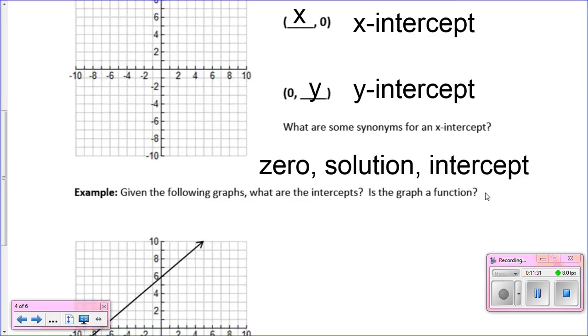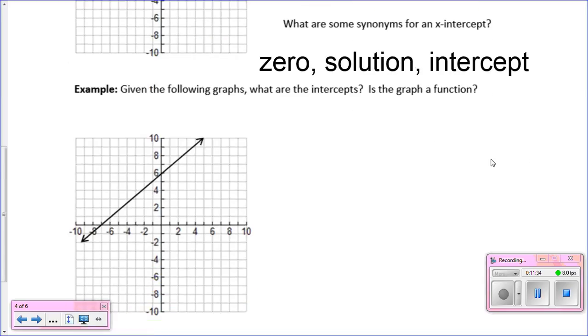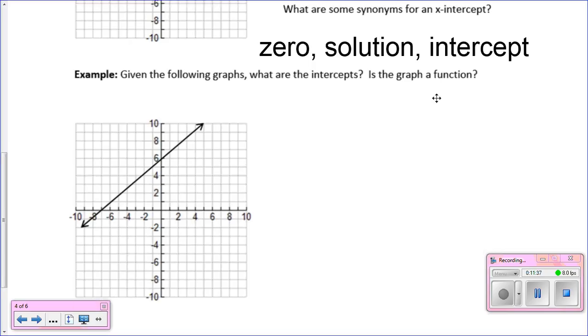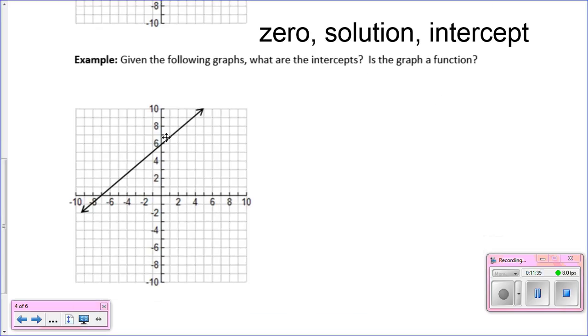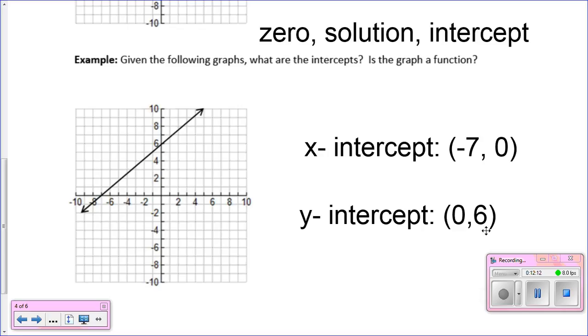Okay? So, here's an example. Given the following graph, what are the intercepts? Is the graph a function? Alright, so here we have a graph. We need to know what the x-intercept is and the y-intercept. The x-intercept, we look at the x-axis. Where is this line crossing? Now, hopefully you didn't see this -8 and think, oh, the x-intercept is -8. No, it's not crossing the x-axis at -8. That's right here. It's actually crossing right here at -7. So our x-intercept is at -7, comma 0. Our y-intercept is crossing right here at the 6. So we write that 0, comma 6.